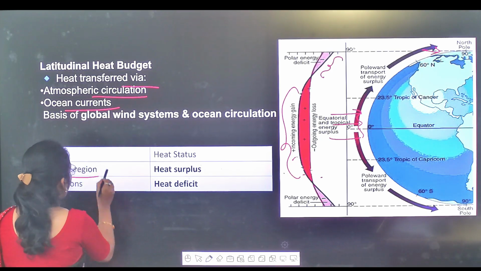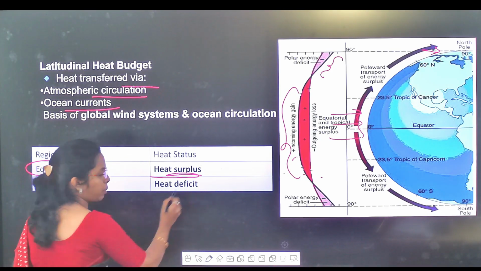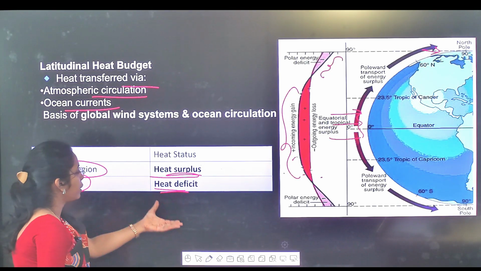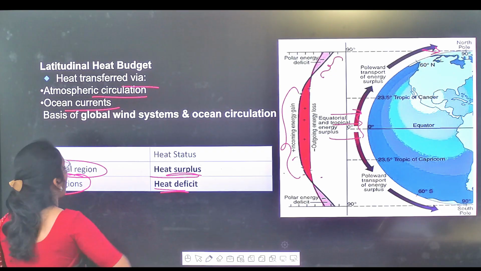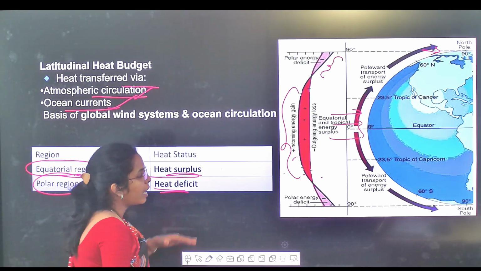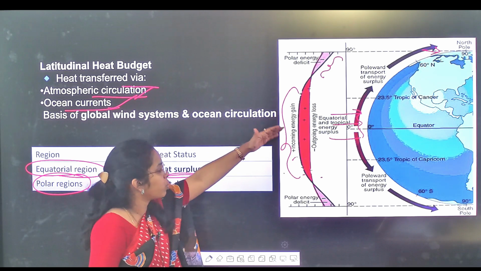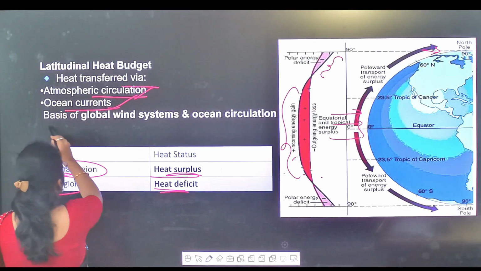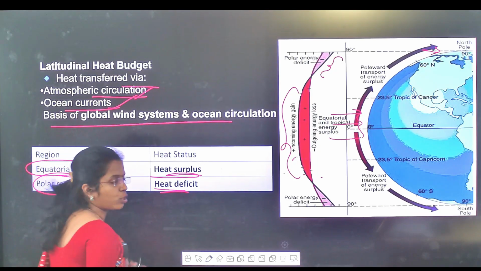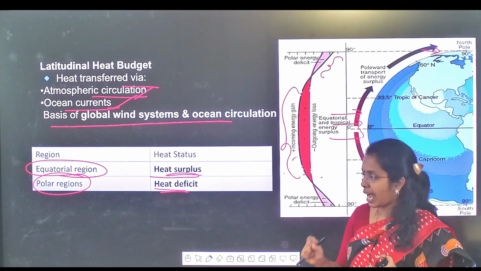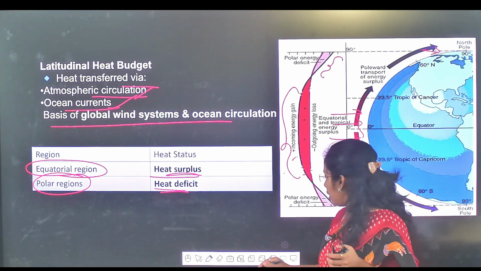Now at the equatorial region, you will see heat surplus. At polar regions, you will see heat deficit. And to maintain this balance, atmospheric circulation and ocean currents transfer heat from the equatorial region to polar deficit areas. Based on this, you will see global air circulation and ocean circulation.